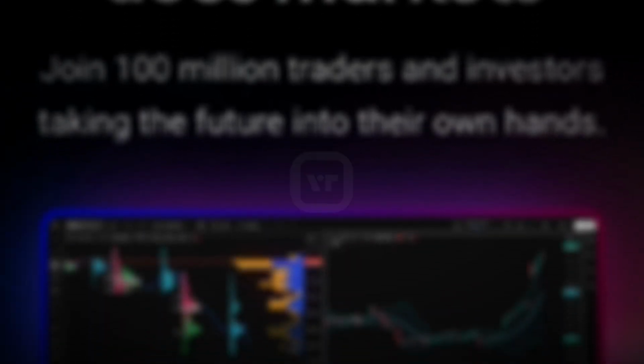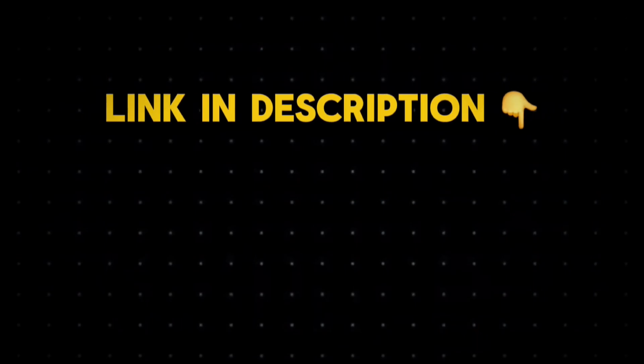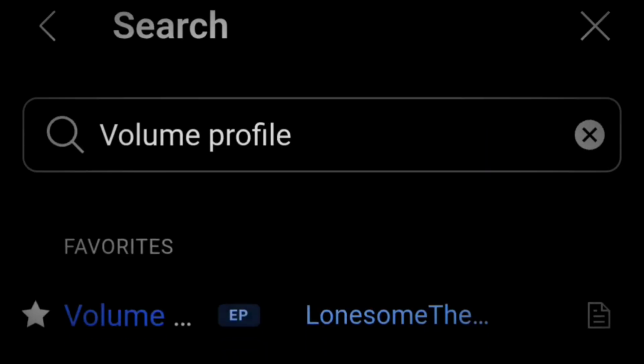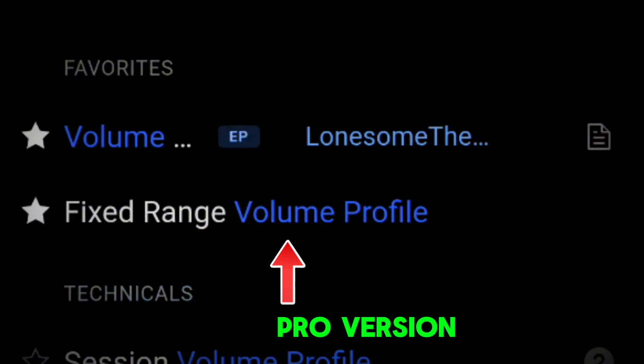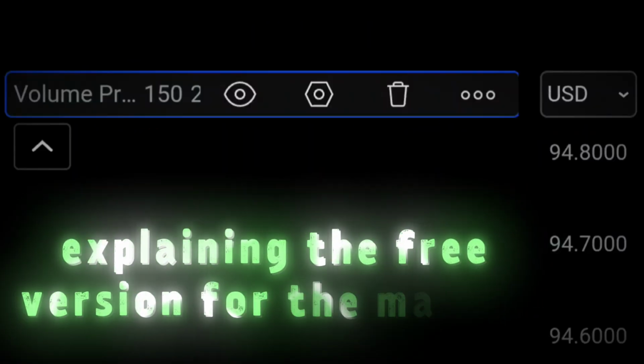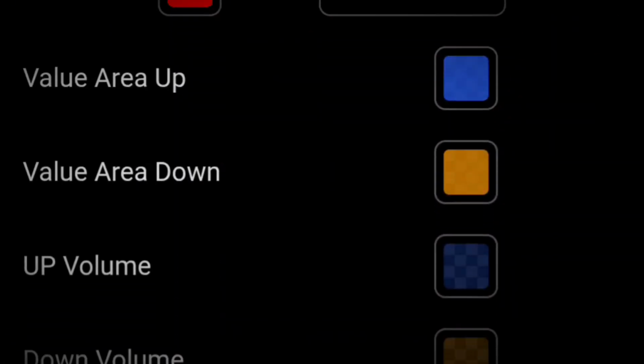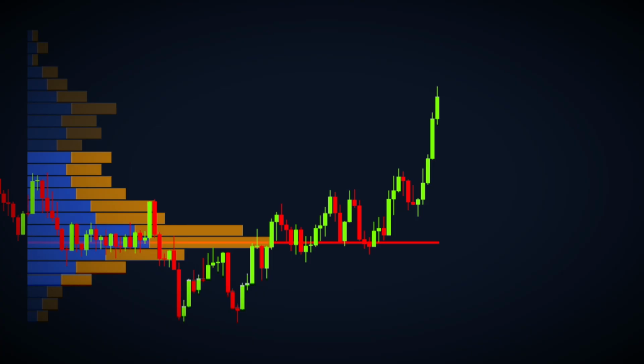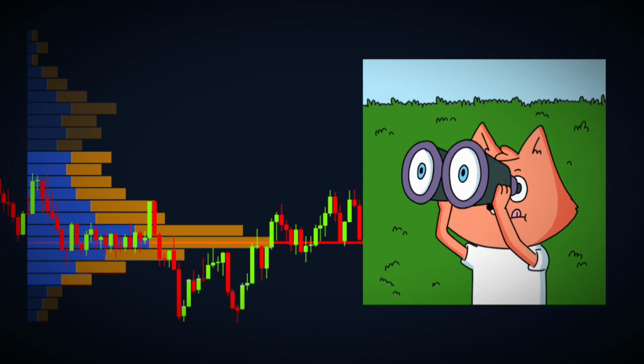But first, go to TradingView, and if you don't yet have it, I'll leave the link in my description. Go to the Indicators tab, search Volume Profile, and make sure to choose this fixed one right here. Once you've selected it, go to the tool settings, and toggle on Volume Area High and Volume Area Low. This is very important.